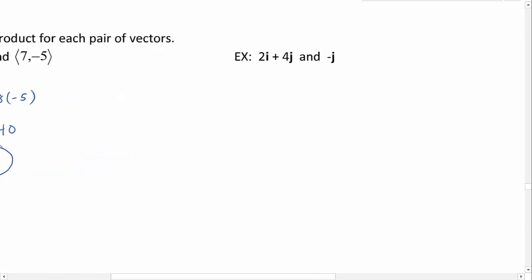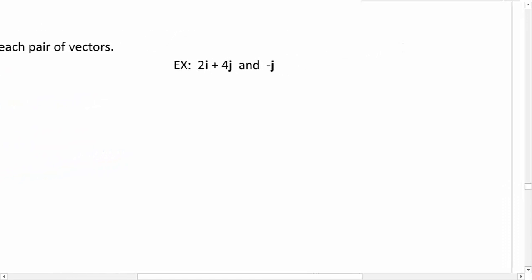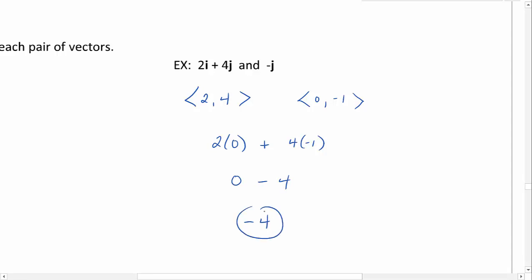In the next example, you'll notice that our vectors are written in our ai plus bj form. The first thing I would do is rewrite it with my angle brackets. Our first vector is ⟨2, 4⟩, and our second vector ⟨0, negative 1⟩. And now we'll find the dot product. We multiply our first components together, multiply our second components together, and then add those two products. 2 times 0 is 0, plus 4 times negative 1 is negative 4. We get a dot product of negative 4.